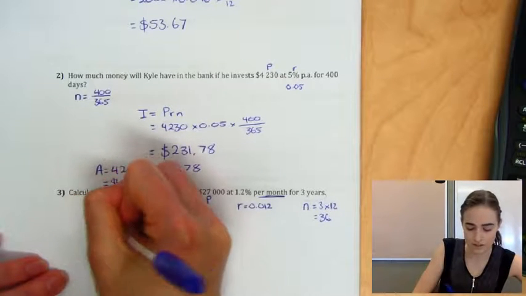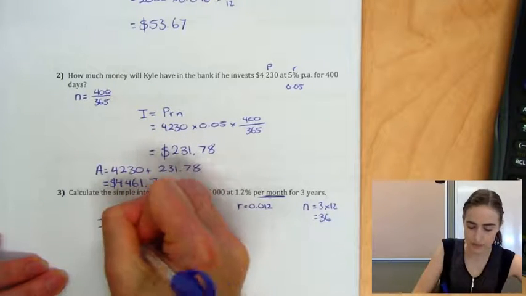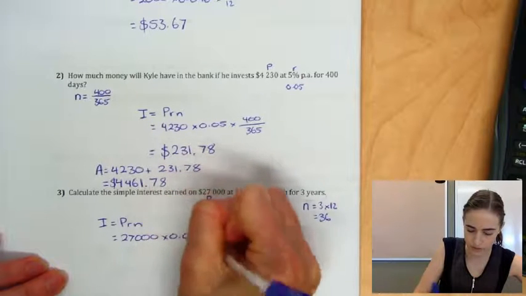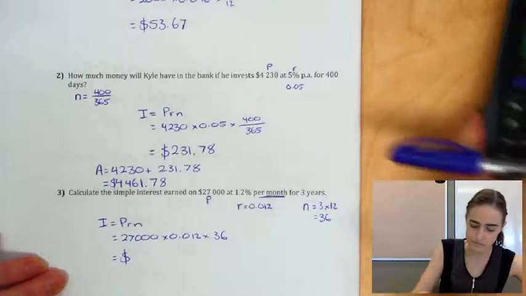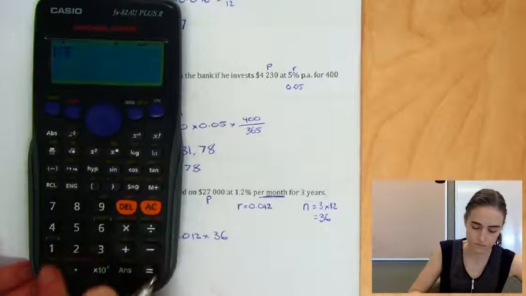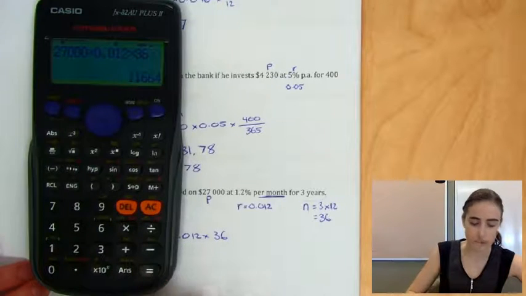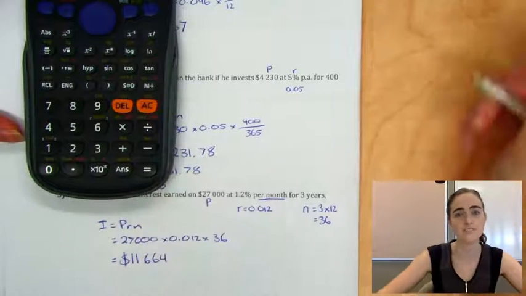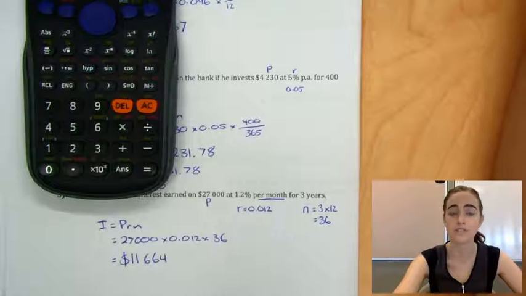So our interest, PRN, so 27,000 times 0.012 times 36 will give us $11,664. So that's just a few examples of simple interest where we need to be careful of the time periods.